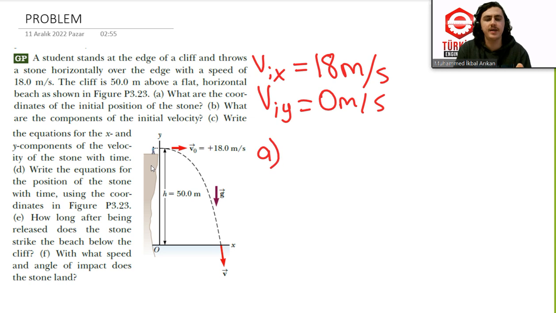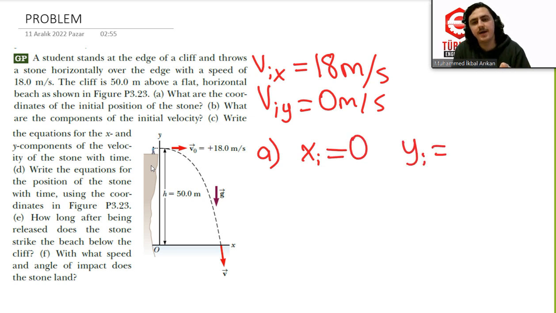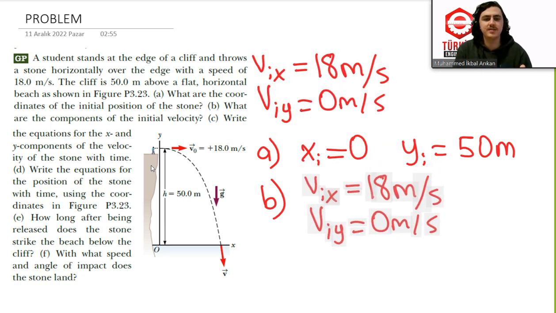So I will start with part A. I must put our coordinates. As you see, it's our origin point, and in x, actually I didn't move. So x initial will be equal to 0. What about y initial? Actually, I started from an initial height. That means our initial y coordinate must be equal to 50 meters, as you see here. So we completed part A. What about part B? What are the components of the initial velocity? These are our components for the initial velocity, so I will put them here. So this is part B.